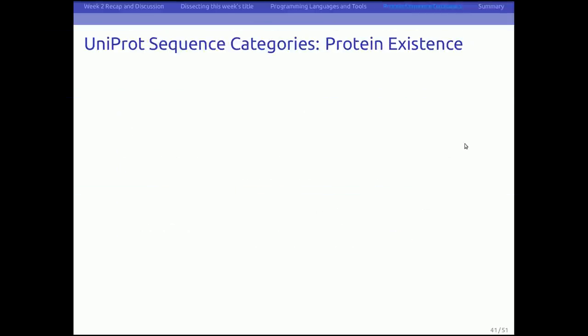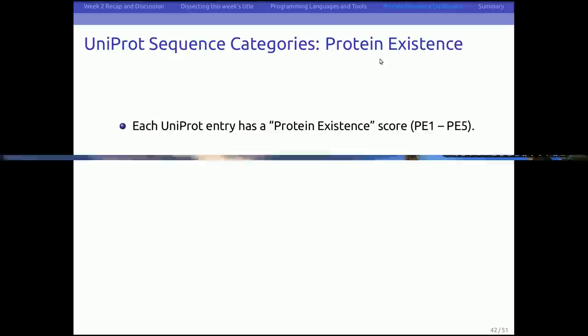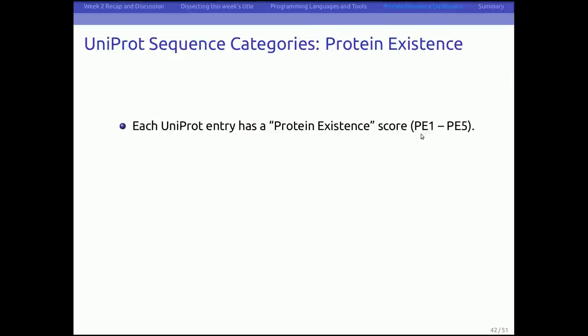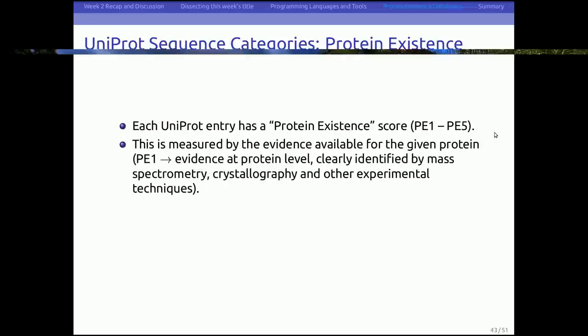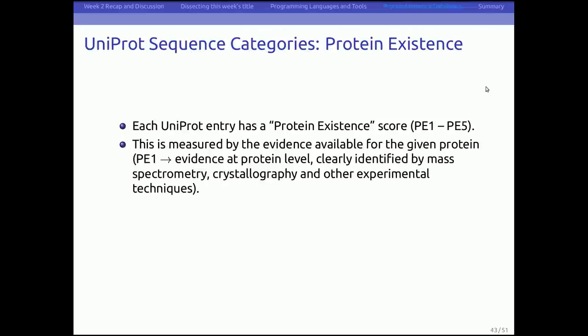I just want to touch on UniProt sequence categories. So, like I said, it collects 95% of the sequences from nucleic acid depositions in GenBank. So, how can you confirm that a sequence that you look at in UniProt is of a certain quality? Well, they have this score called protein existence, okay? And it goes PE1, PE2, 3, 4, and 5, okay? And this is directly measured by the evidence that's available for a given protein.